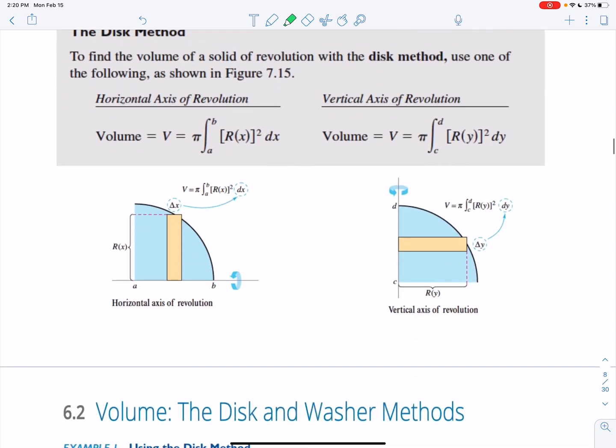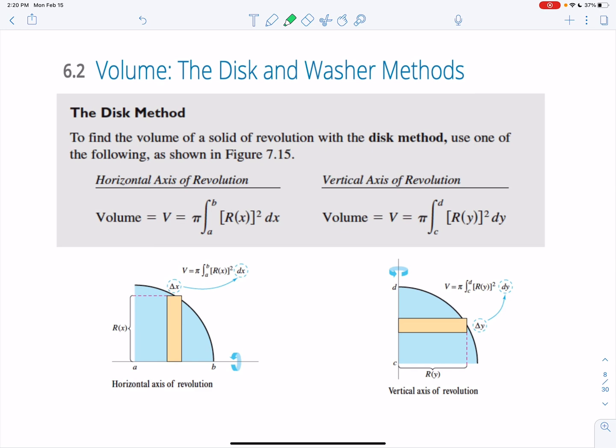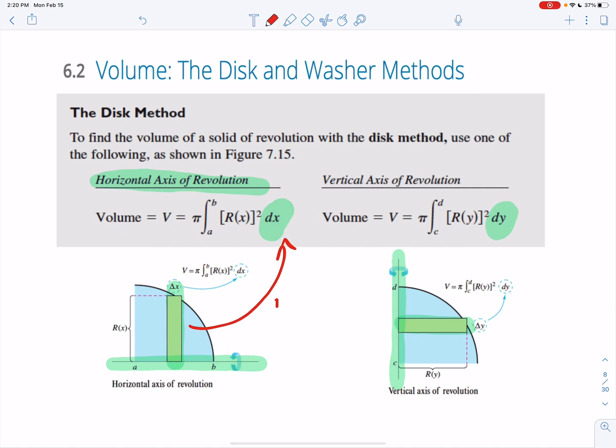Okay, so here's the same thing but with a picture. Here's what I want you guys to keep in mind. If we had a horizontal axis of revolution, meaning we're spinning this in a horizontal motion, notice how your rectangle is vertical. And notice how when you have a vertical axis of revolution, our rectangle is horizontal here. And remember, horizontal rectangles give you a dy, right? Vertical rectangles give you a dx. And I would encourage you to write down or draw out these pictures.